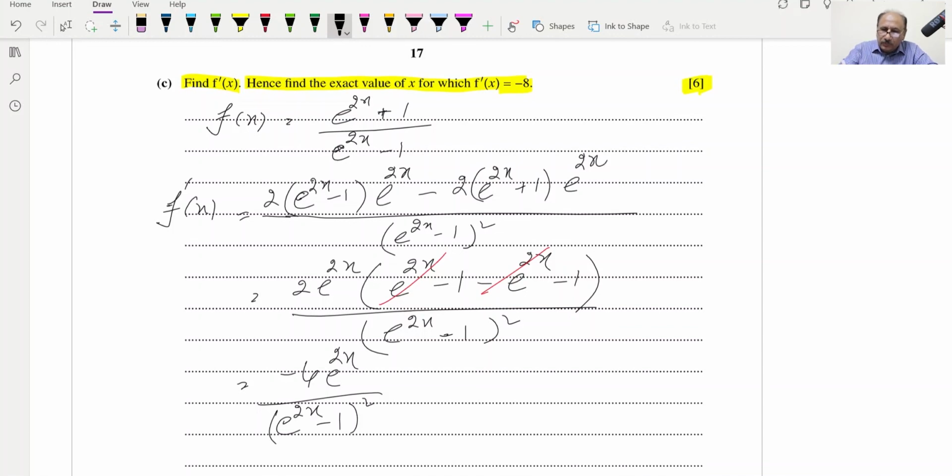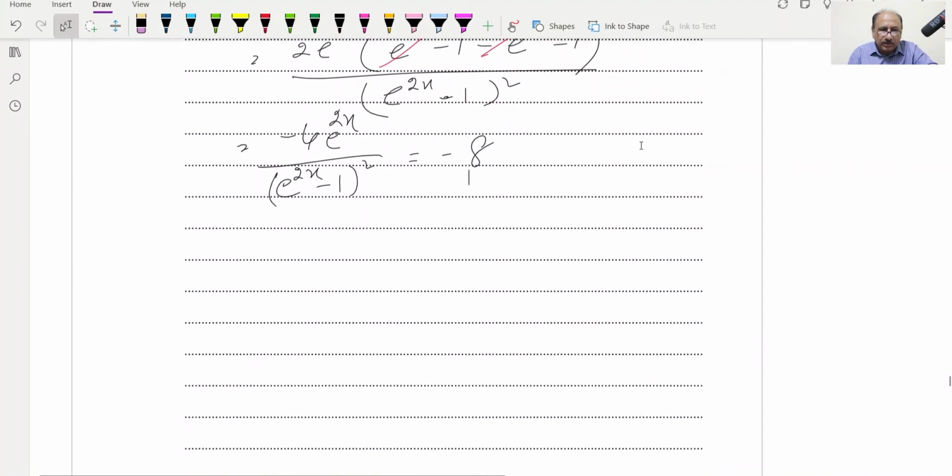And it is provided that it's equal to minus 8, so we can equate it to minus 8. Now we can cross multiply, and if we cross multiply, we will get minus 4 e raised to the power 2x is equal to minus 8 e raised to the power 2x minus 1 squared, and we will open the square. Before opening the square, we can cancel this minus, and we can cancel this 4 also.